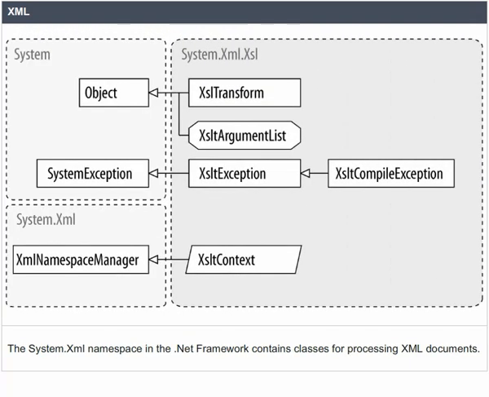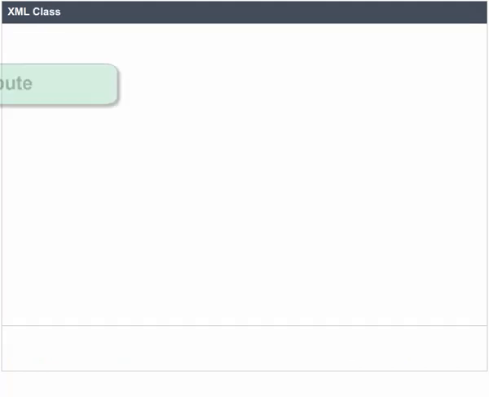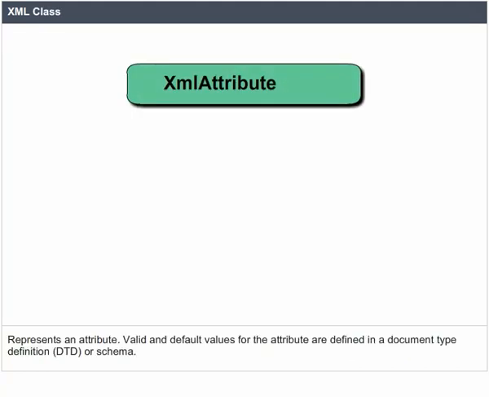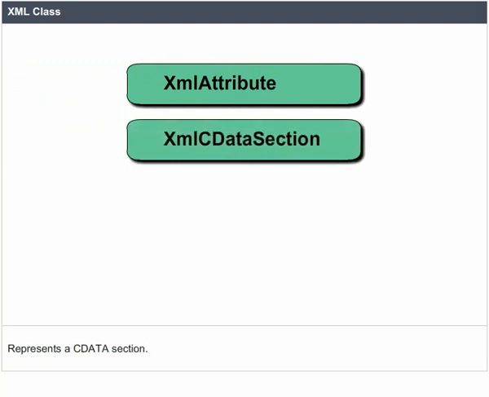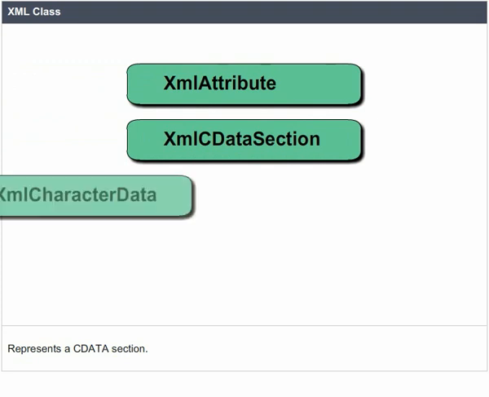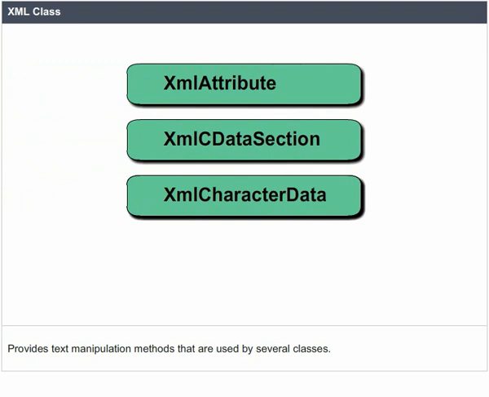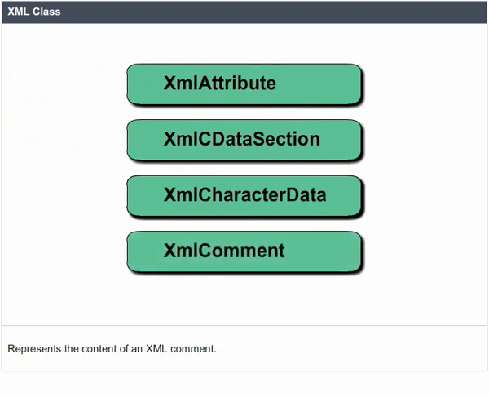The System.Xml namespace in the .NET framework contains classes for processing XML documents. XmlAttribute represents an attribute. Valid and default values for the attribute are defined in a document type definition, DTD, or schema. XmlCDataSection represents a CDATA section. XmlCharacterData provides text manipulation methods that are used by several classes. XmlComment represents the content of an XML comment.